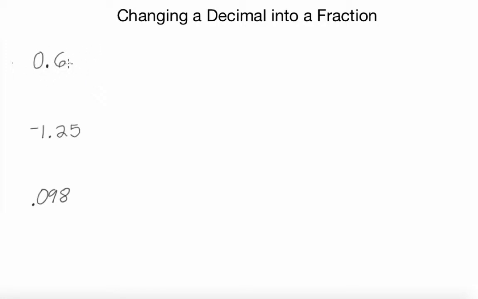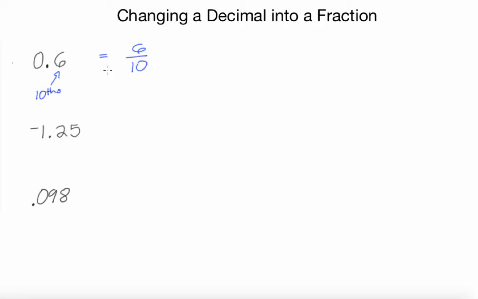We got 0.6. Well, this 6 is in the tenths place. So if I want to convert it into a fraction, I have to recognize that's 6 tenths. Well, that's 6 out of 10. So the first step in changing a decimal to a fraction is just simply writing it over some power of 10, 6 tenths in this case.